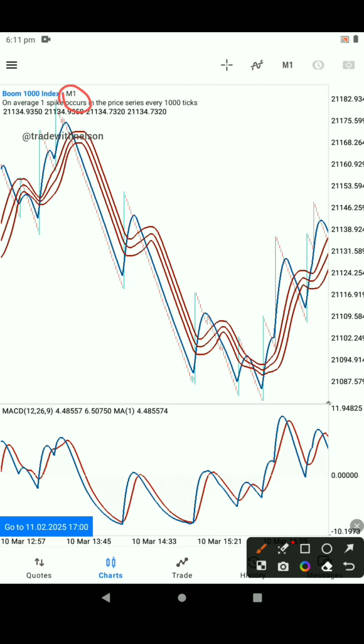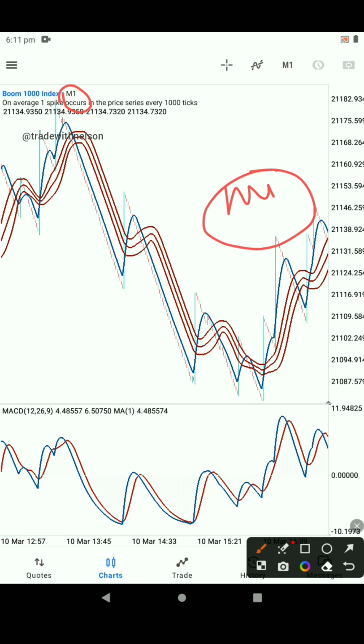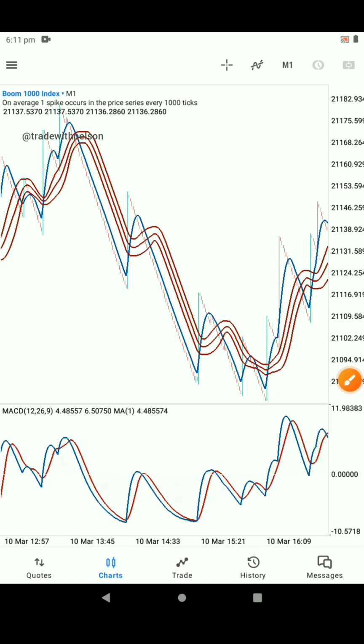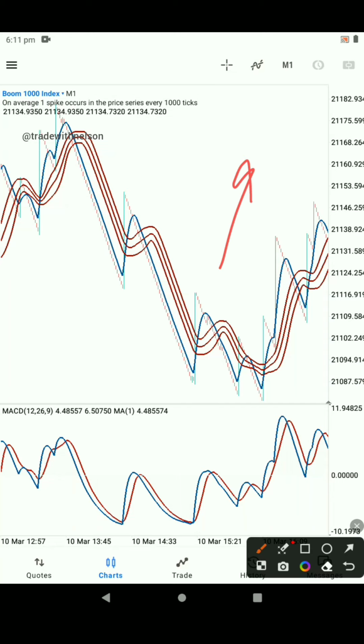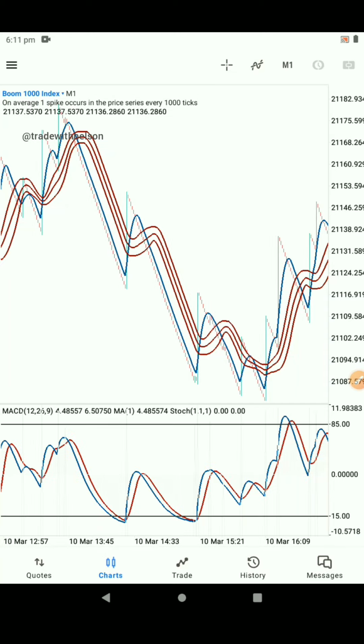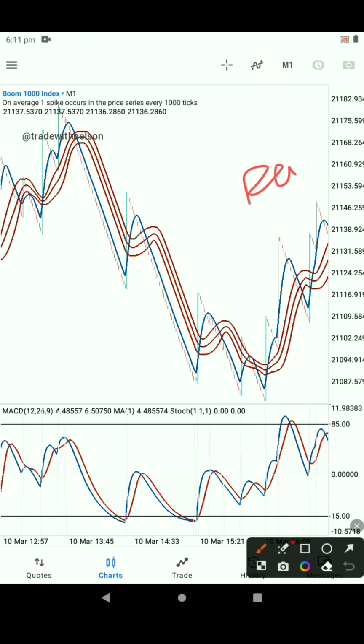If you look carefully at my chart, this is the 1 minute time frame. This strategy is basically used for the 1 minute time frame. We can catch the spikes and we can catch the retracements if you stick to the rules that I will be giving in this video.